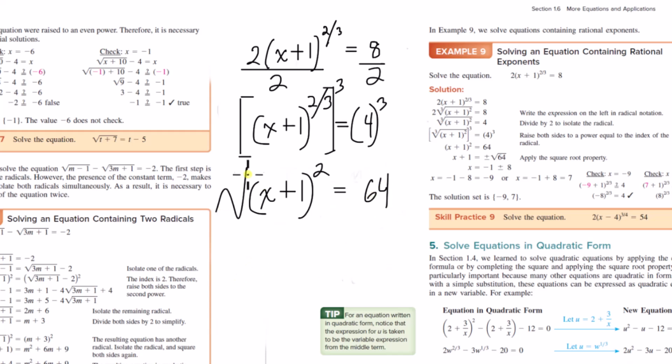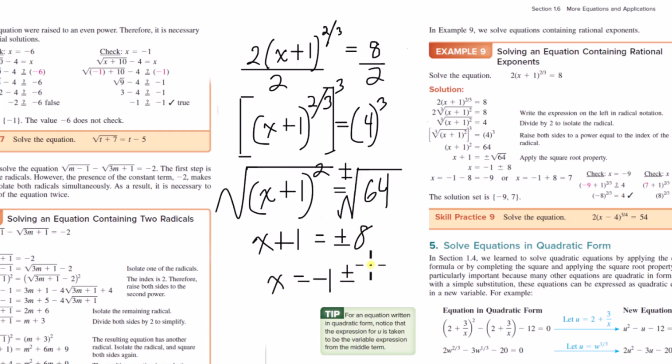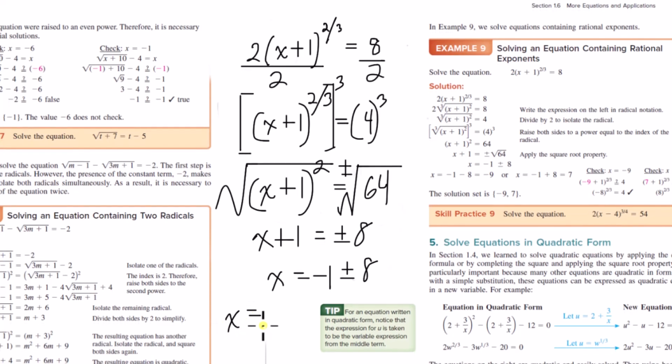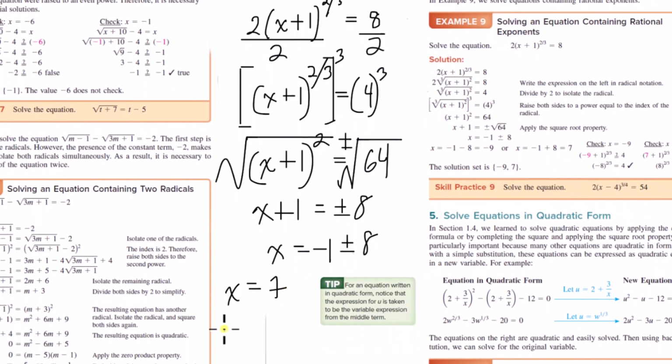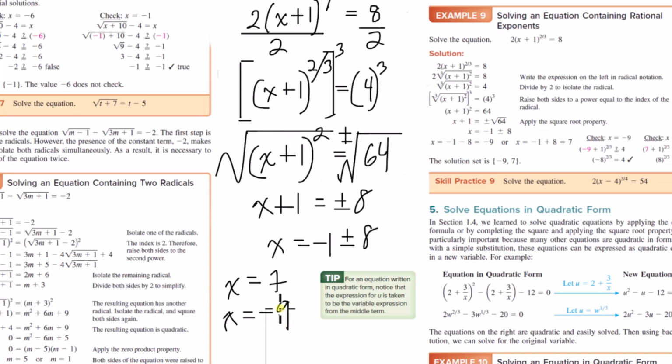Okay, now we can apply the square root property and get x plus 1 is equal to plus or minus 8. So x is equal to minus 1 plus or minus 8. So minus 1 plus 8 is 7. Minus 1 minus 8 is minus 9. Plug those back in. You'll see they both check out. So those are your two solutions.